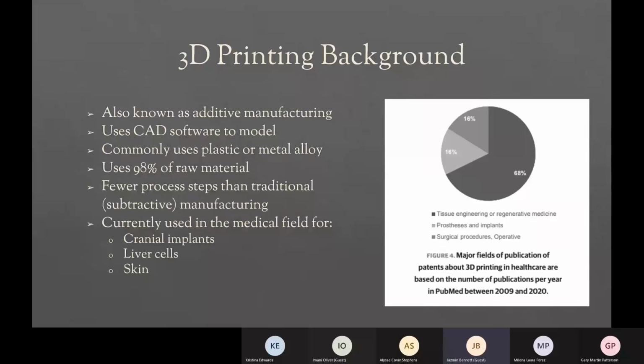Compared to traditional manufacturing, which is known as subtractive manufacturing, additive manufacturing uses 98% of the raw material, which also requires less manufacturing process steps. The application of 3D printing is used in numerous industries, including the medical field. In some disciplines, such as regenerative medicine, bioprinting is being used since 2015 to manufacture biometric tissues and organs. Some examples include constructing cranial implants, liver cells, and skin.